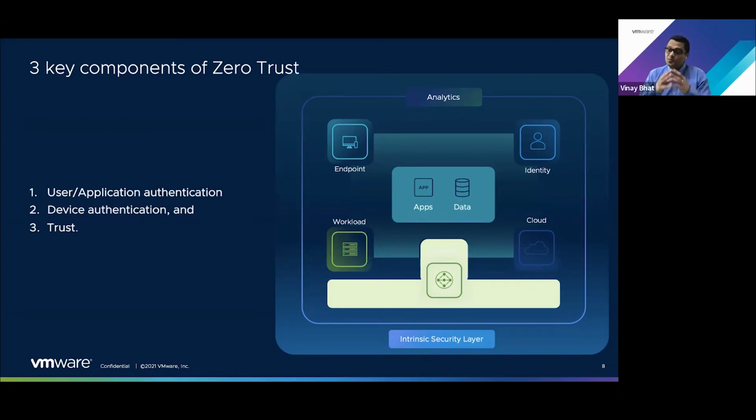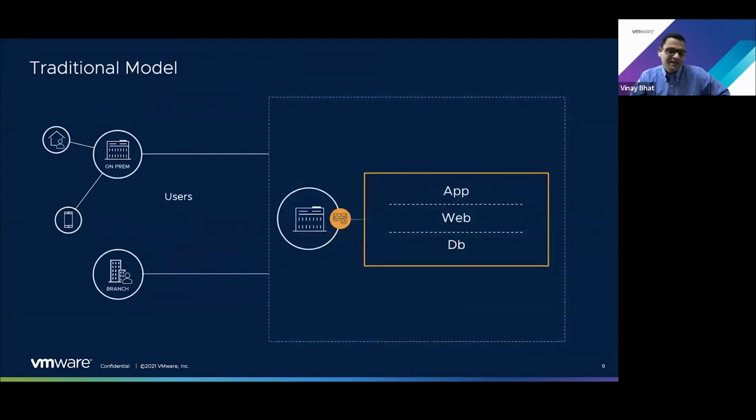And then where does this protection surface get access from? It gets access from the endpoint, from the cloud, from your workload, from everywhere. And that's why user and device authentication becomes very critical from a zero trust security standpoint. And last but not the least is trust. Who do you trust? Who do you give access to, and whose access do you stop? Those are the three components of zero trust security, and we'll talk in a little more detail about that.